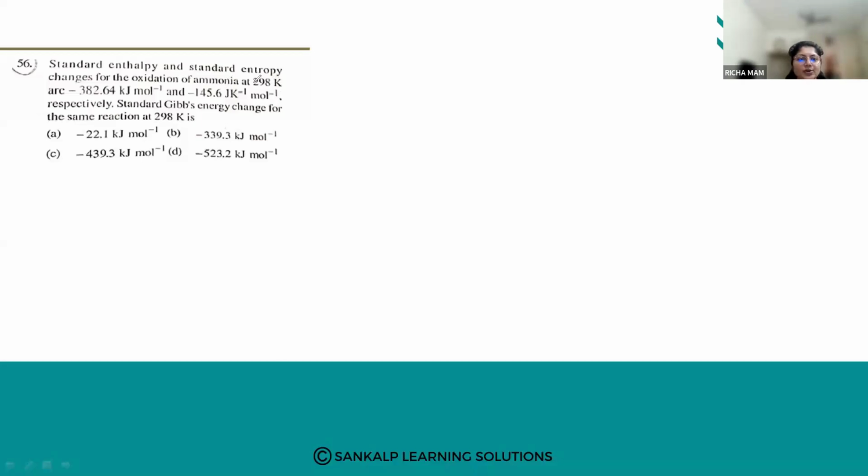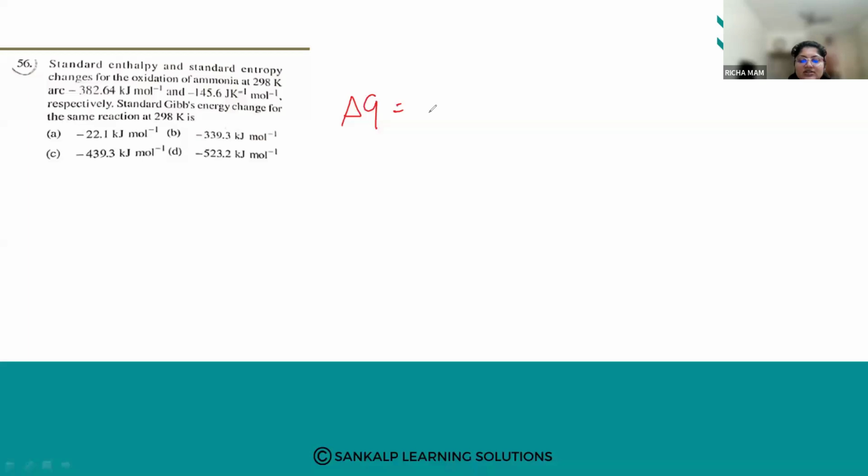Standard enthalpy and standard entropy changes for the oxidation of ammonia at 298 Kelvin are minus 382.64 kilojoules per mole and minus 145.6 joules per Kelvin per mole, respectively. The standard Gibbs energy change for the same reaction at 298 Kelvin is? So standard enthalpy and entropy are given for the oxidation of ammonia. You have to find the standard Gibbs energy change for the reaction.